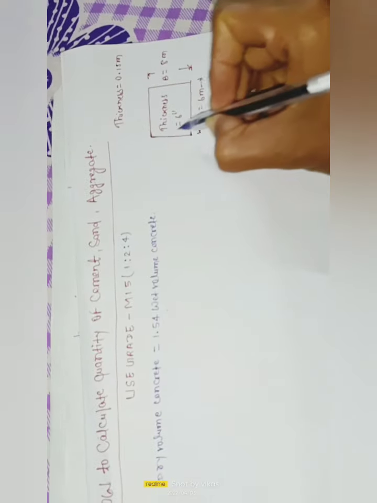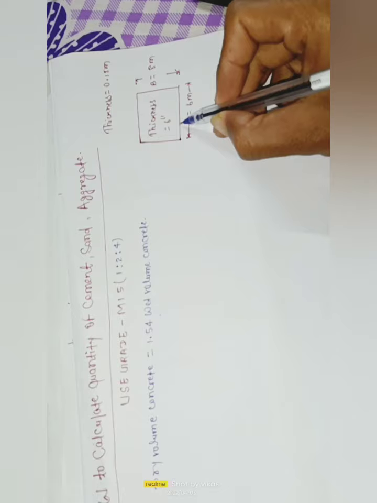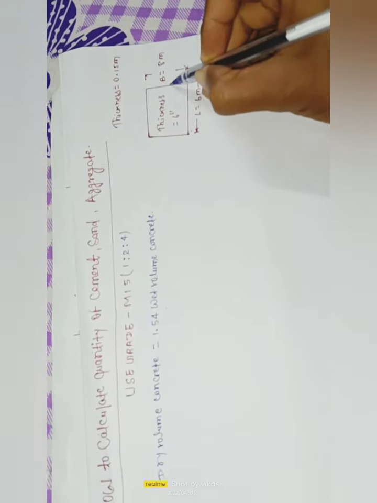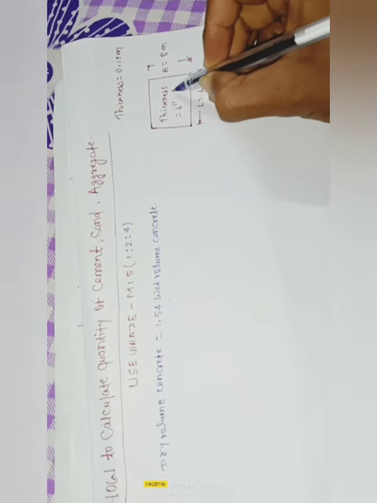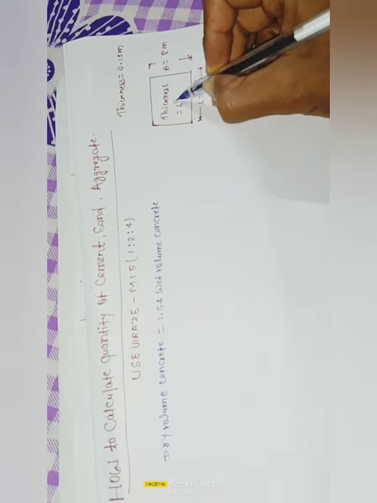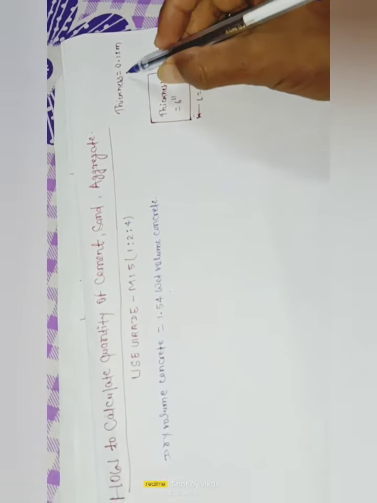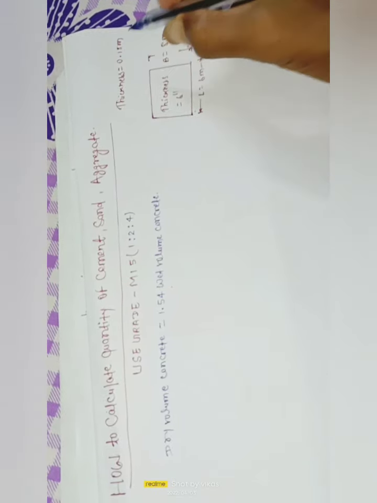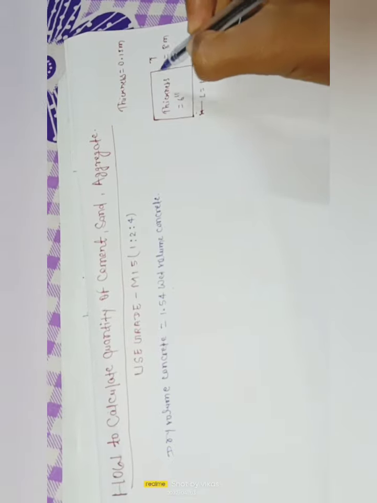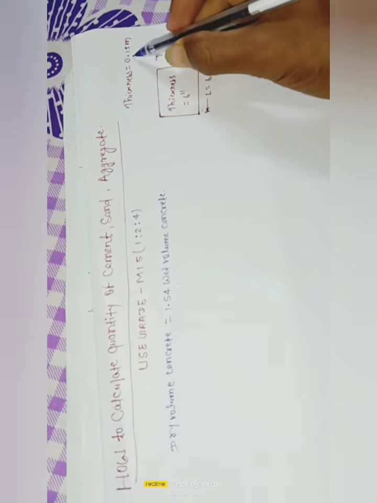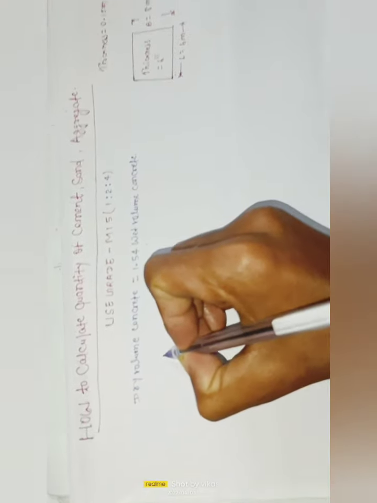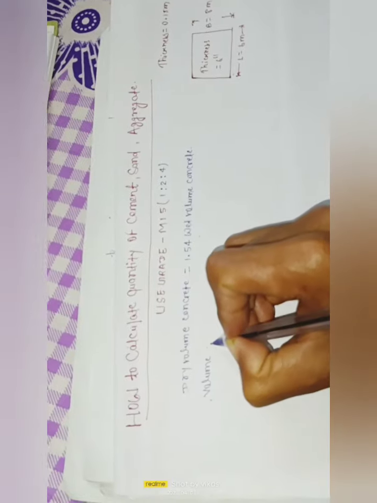All right, here you will see a figure of a slab. The slab length is 6 meter and width is 8 meter, and the thickness of the slab is 6 inch. The 6 inch we have to convert into meter, which is 0.15 meter. So 6 inch converted to meters is 0.15 meter. Further, we will calculate the volume of the slab.